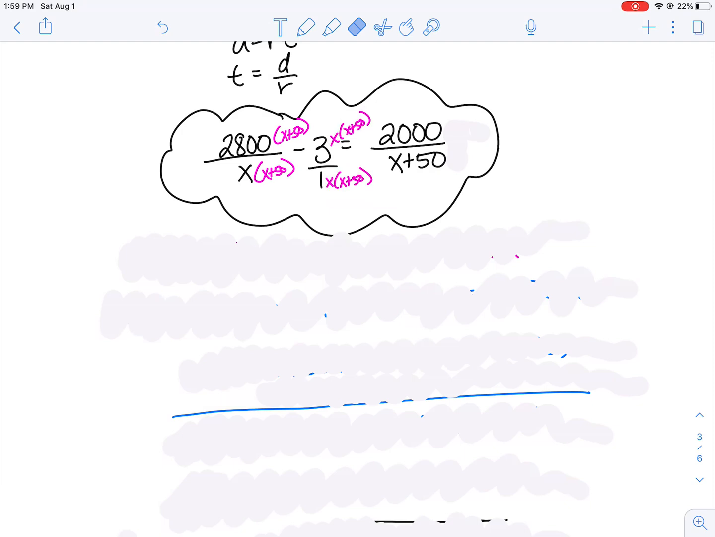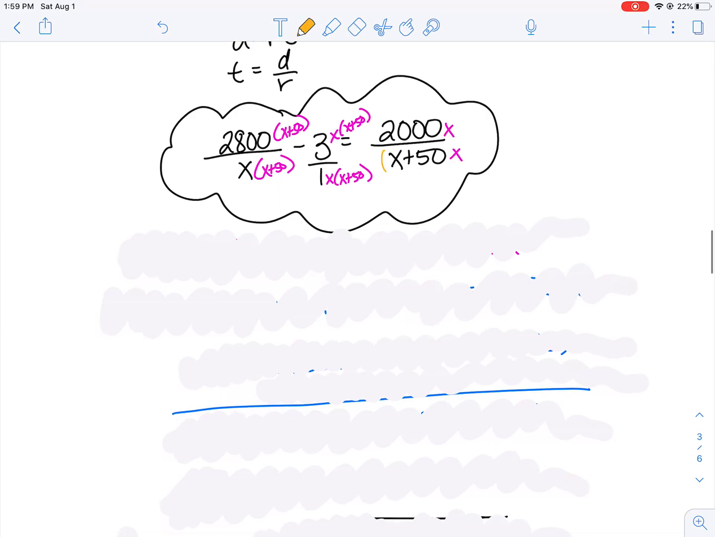The last fraction has the x plus 50, but it needs the x on top and on bottom. All right. Now that every single fraction has an x and an x plus 50, they have common denominators. And so if their denominators are the same, then that means their numerators should be the same. And we can just focus on the numerators now in order to be able to solve this rational equation.